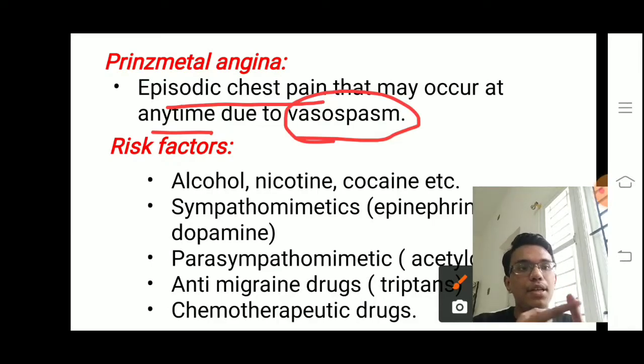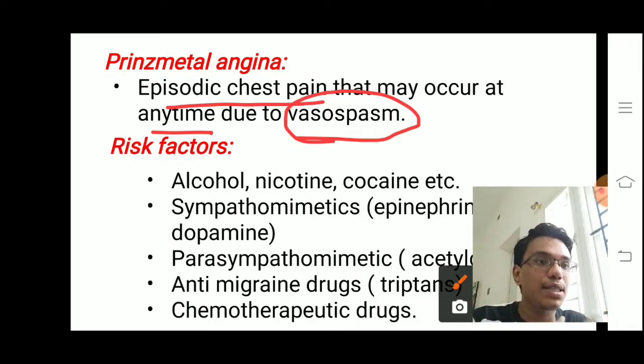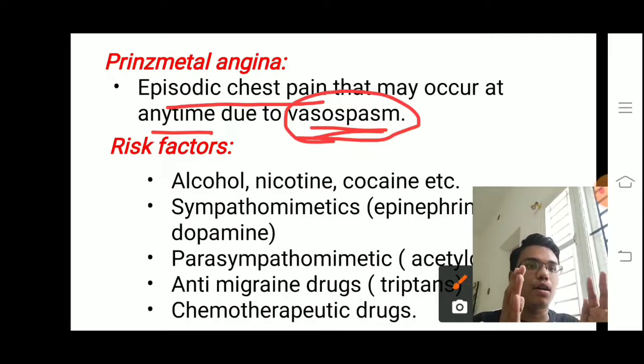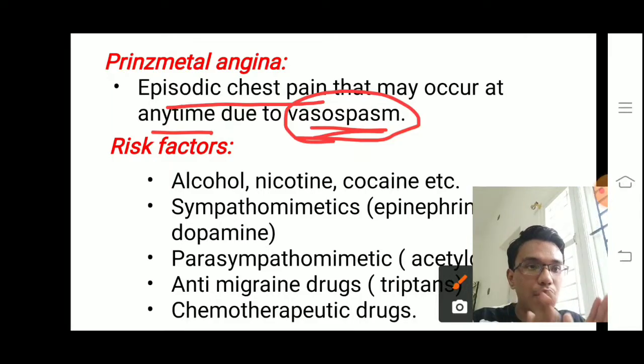That means the patient can experience chest pain sometimes at rest, or sometimes even during sleep he may experience the chest pain. Okay, and it may occur at any time. It will be episodic, and it occurs due to vasospasm. Due to the vasospasm, that is vasoconstriction of the coronary arteries, prinzmetal angina occurs.